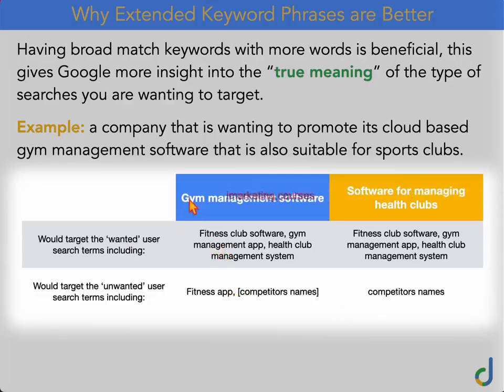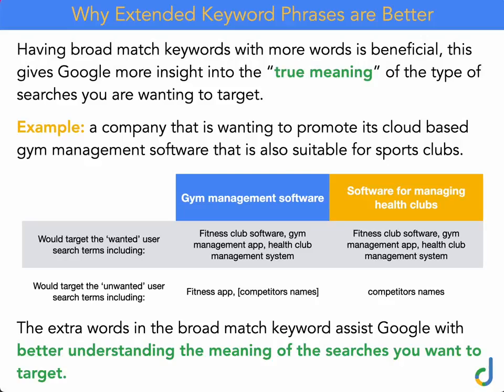And what we found is that gym management software would also go down the path of fitness apps because it assigned that meaning. But because we added these extra words, software for managing health clubs, it really took out the fitness app part of the search terms. Now, we still had to add in negative keywords, but we did find that the extra words in the broad match keyword assisted Google with a better understanding of the meaning of the searches that you want to target.